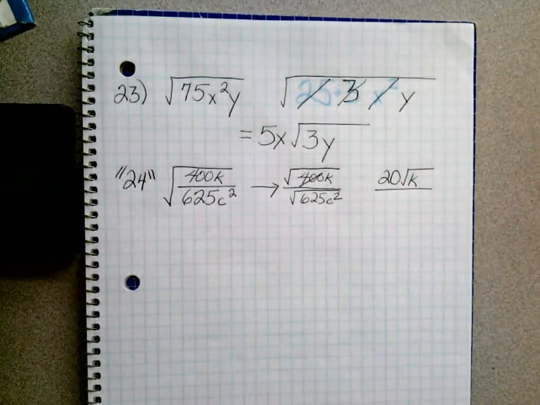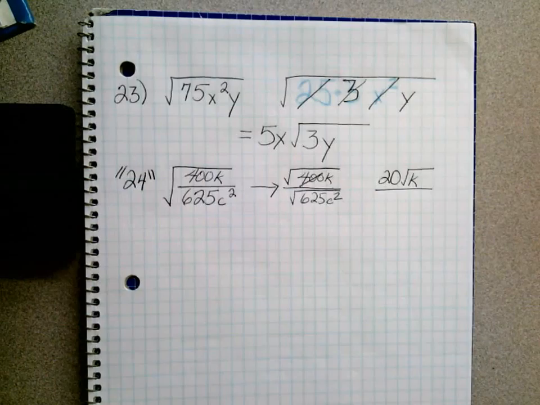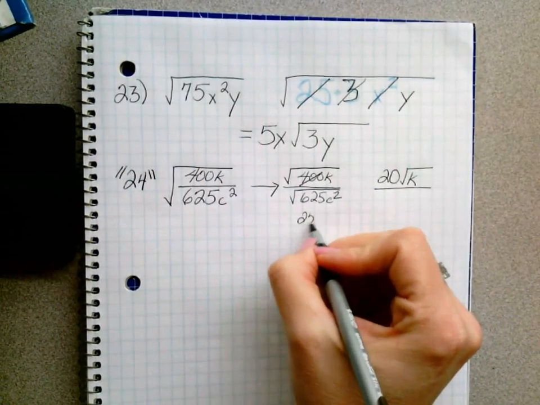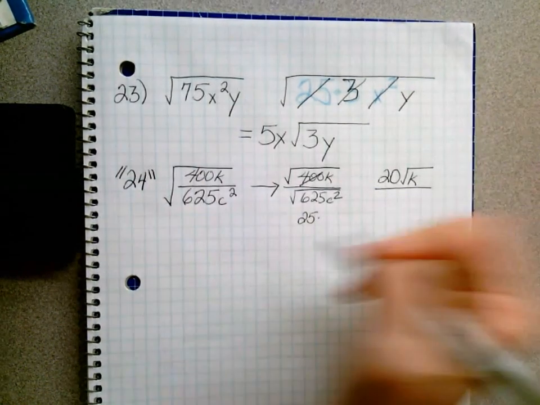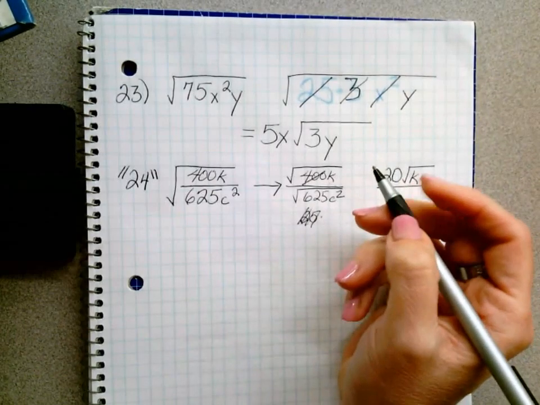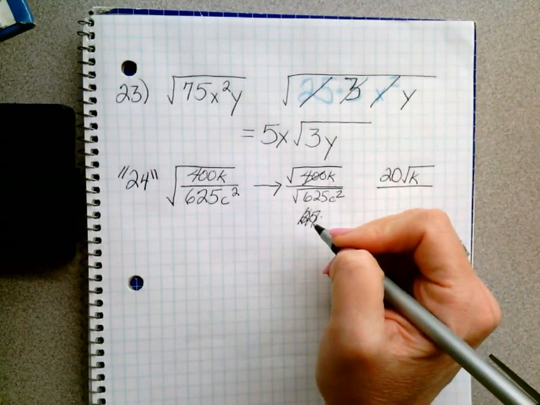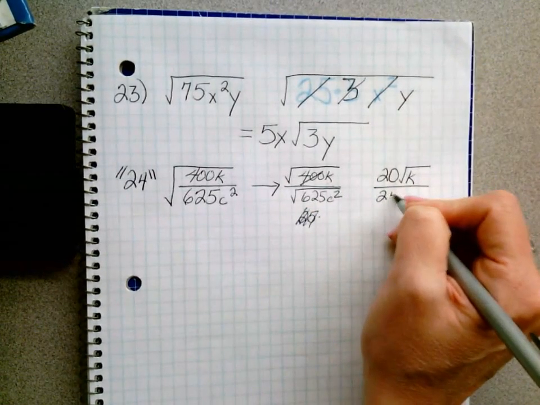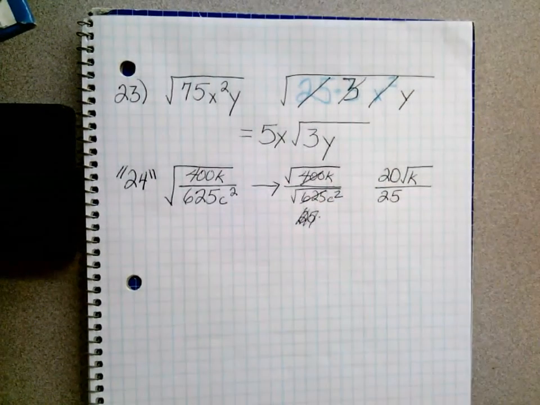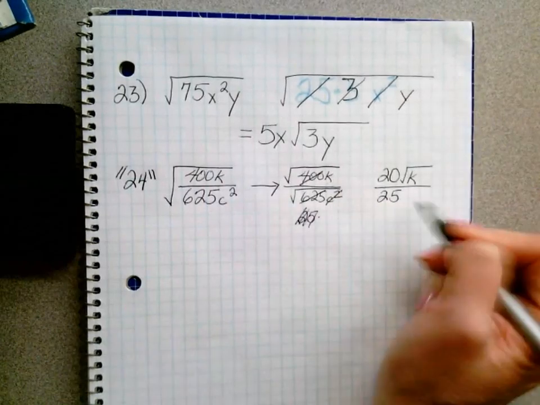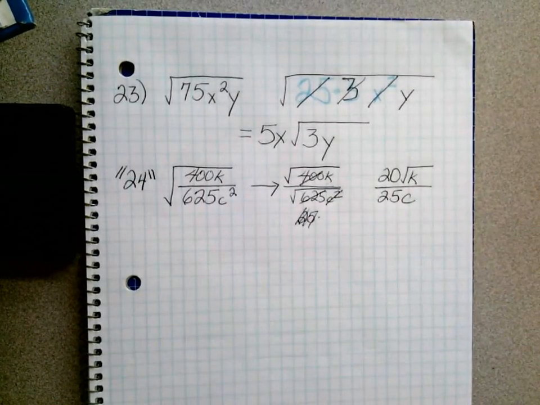Okay? Does 625 have perfect square factors, or is it a perfect square? It is a perfect square. 25 times 25. Okay, I'm sorry, I didn't hear you right. So the square root of 625 is 25, and the square root of c squared is c. You might think you're done.